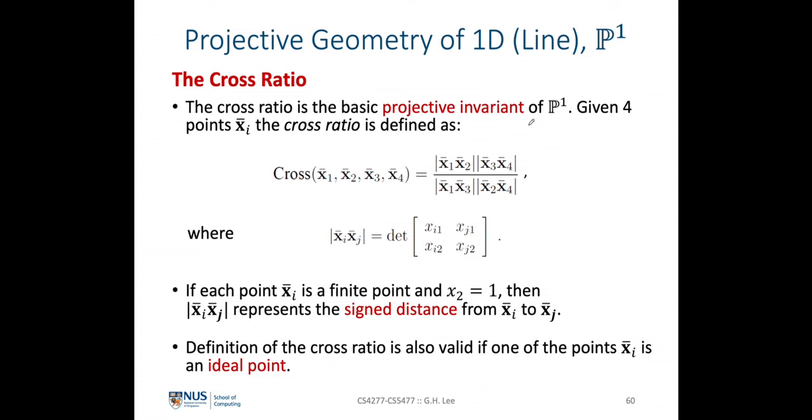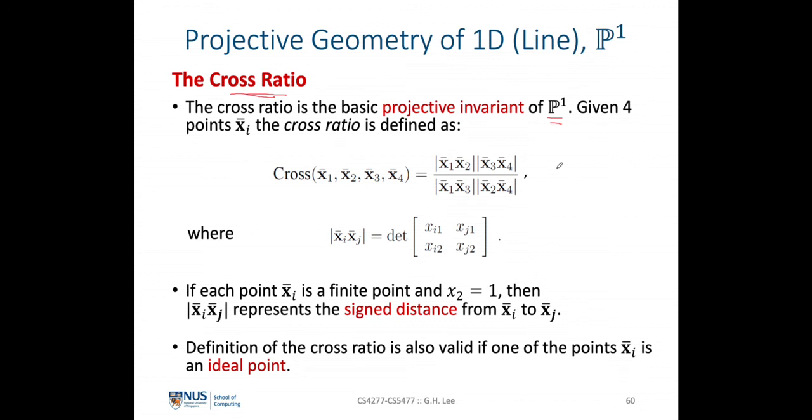And in the 1D space, after the geometric transformation or the projective transformation, the property that must remain would be the cross ratio. And the cross ratio is defined as the basic projective invariant of the 1D projective space, and is defined by this particular equation here.